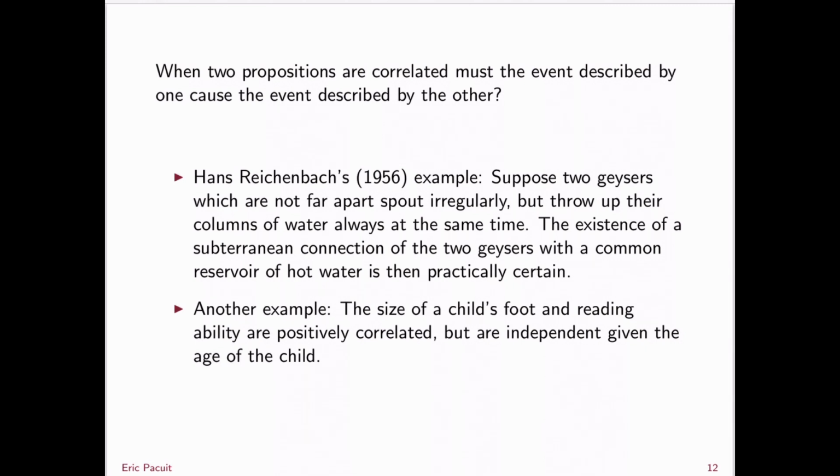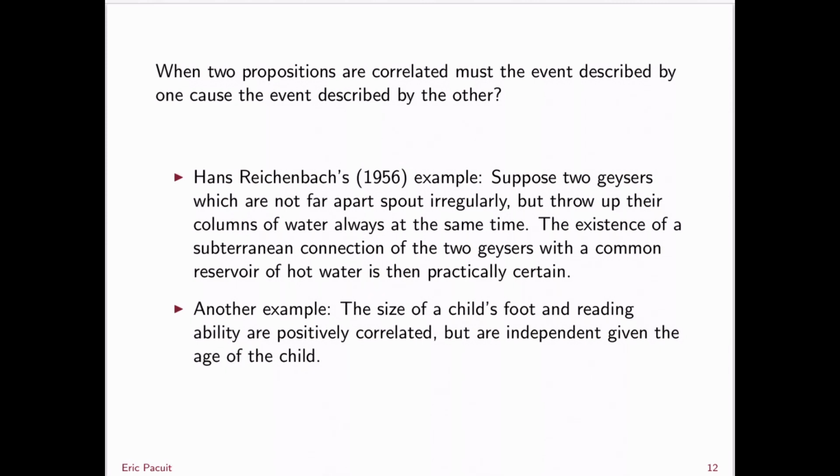Here's another example. The size of a child's foot and the reading ability of the child are, of course, positively correlated. The larger the foot size, the higher the probability that the child has higher reading ability. And higher reading ability tells you something about the size of the child's foot. But of course, we don't think that the size of a foot has any causal relationship with the reading ability, or the reading ability has any causal relationship with the size of the foot. Rather, these two events are going to be independent given a common cause, and the common cause, of course, is the age of the child.